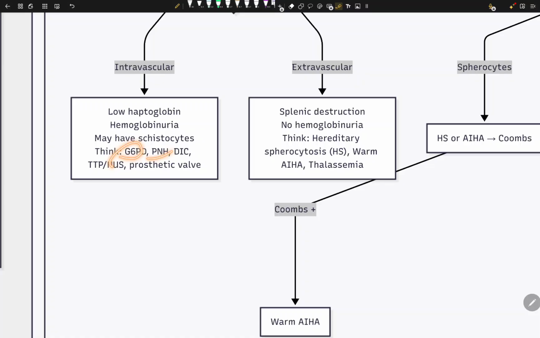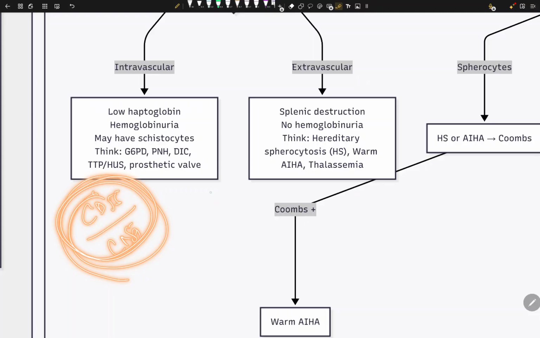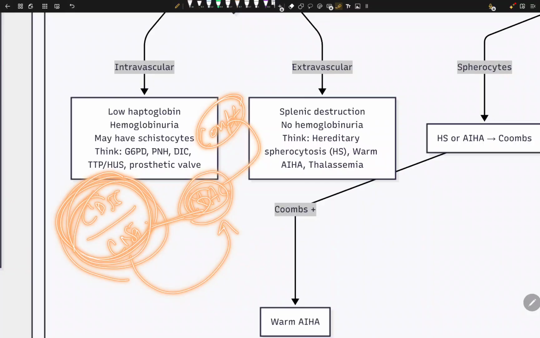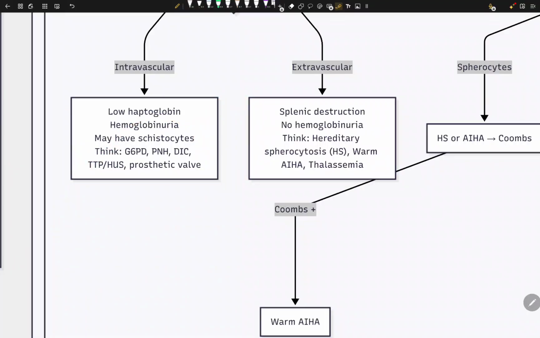Okay, so G6PD, then PNH. We have a problem with CD55 and I think CD59. So we have absence of these markers. Once these markers are absent, the complement MAC gets activated. There is an inhibition on the MAC, so once we remove the inhibition, the MAC gets super active, goes and destroys the RBC, and then we have intravascular hemolysis. So that's how PNH works. That's how G6PD works. That's how DIC works.